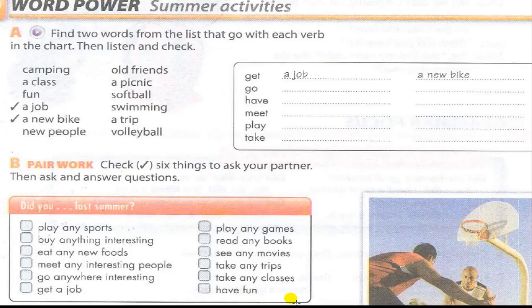Exercise number 10, summer activities. In this exercise, you find 2 words from the list that go with each verb in the chart. Then listen and check. You have these verbs, and you write 2 words for every verb. This is number 1. So you answer first, then you listen.